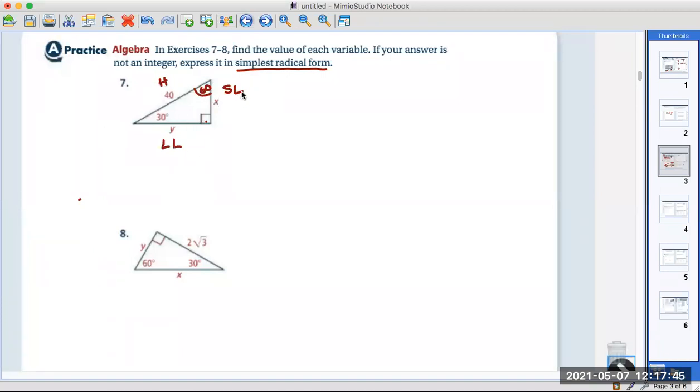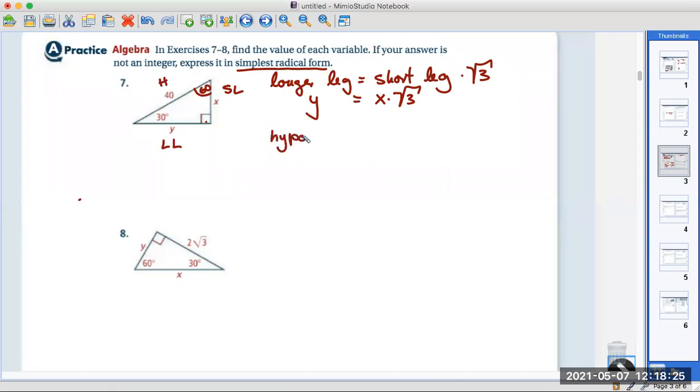So let's look at our sentence. Longer leg equals short leg times the square root of 3. The longer leg is y, equals, I don't know the short leg; that's x. That doesn't get me anywhere. You notice that? Because I still have 2 variables. So sometimes you backtrack. Let's use the hypotenuse, so let's write down the second sentence.